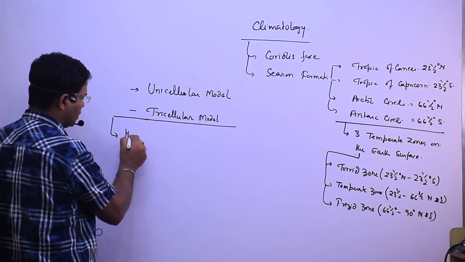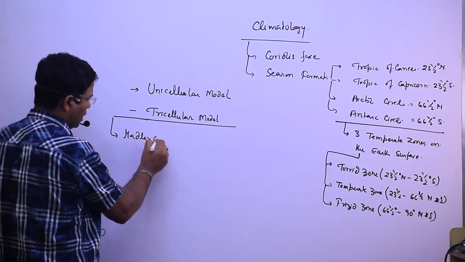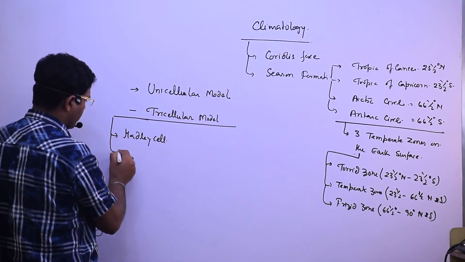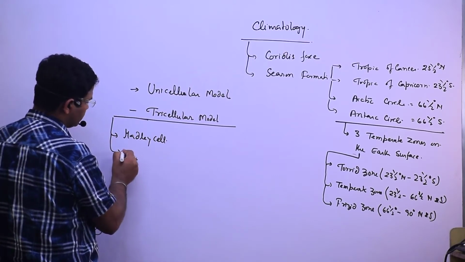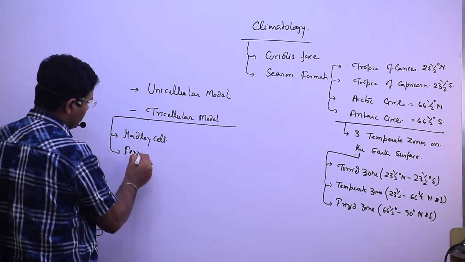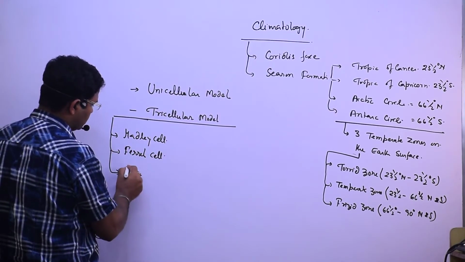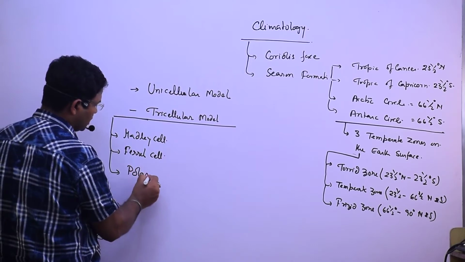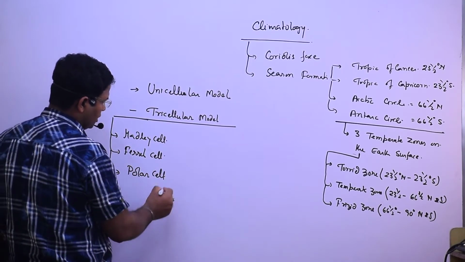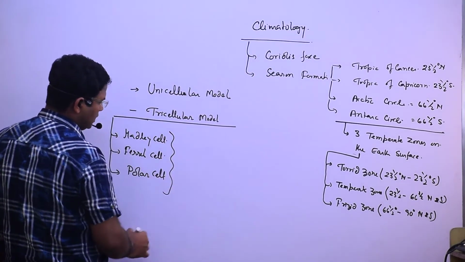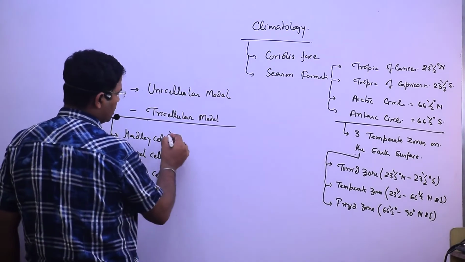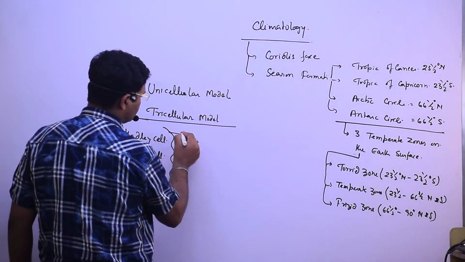Like I said, first the Hadley cell, second the Ferrel cell, and that I said the polar cell. When we understand these 3, automatically 2 other topics will get covered.